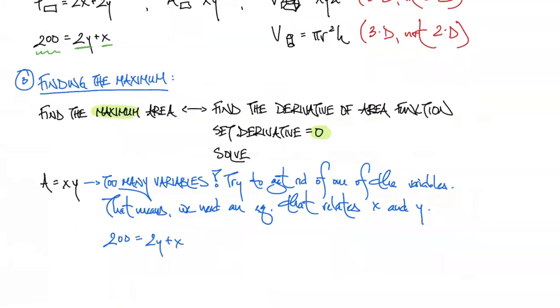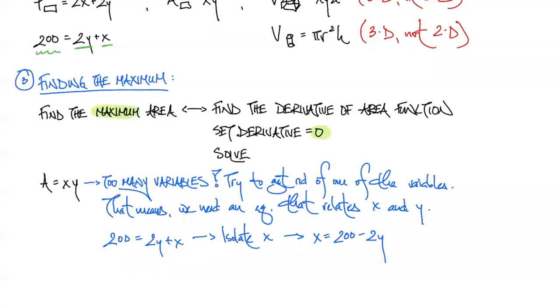Which one of these letters is easier to isolate, X or Y? Good choice. X, because in one step, you can get X all by itself. This is where I sound like the cheesy sales lady. You just have to subtract 2Y from both sides, right? So we could say that X equals 200 minus 2Y.